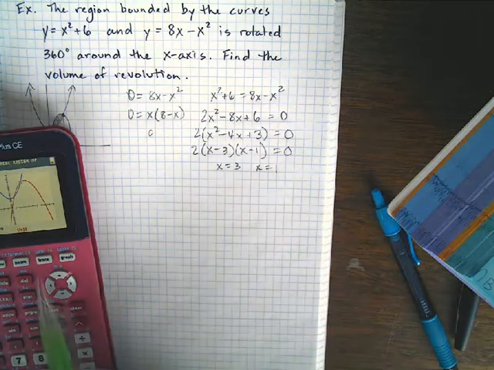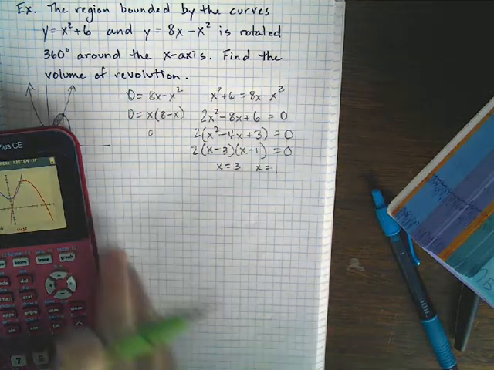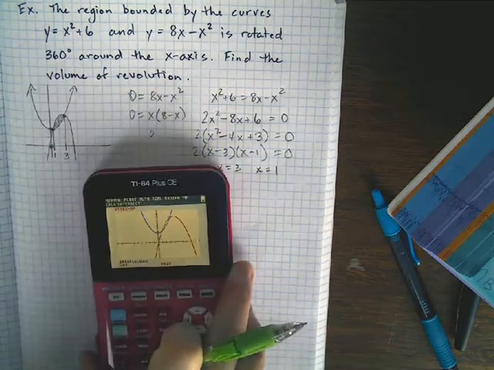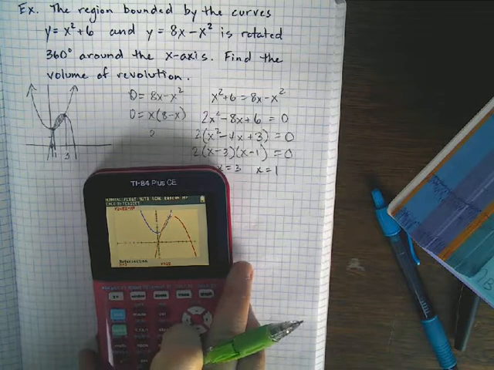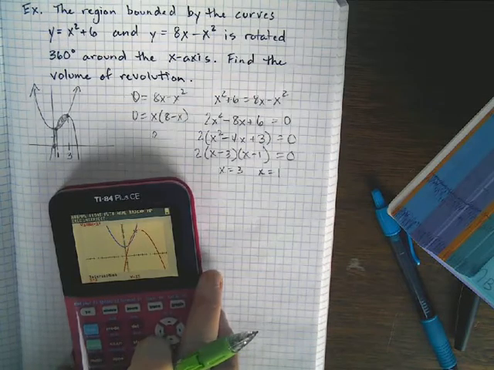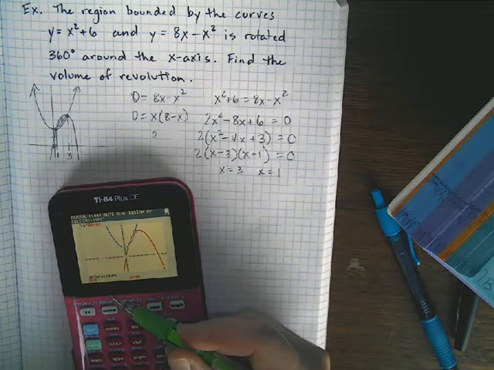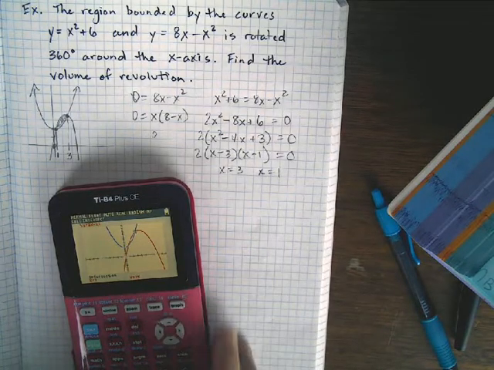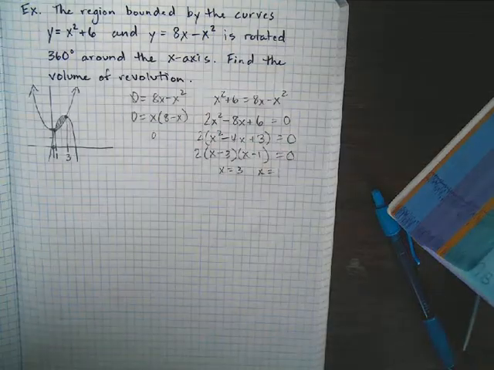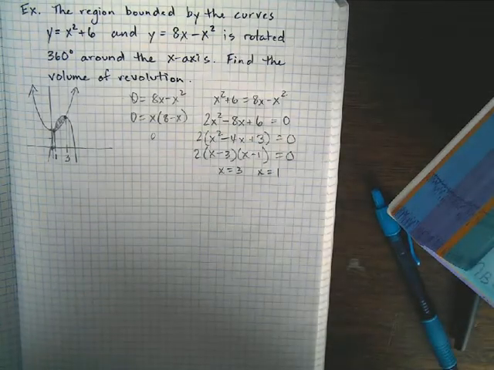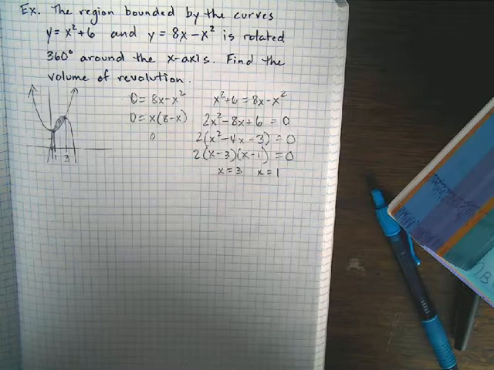I actually did it on the calculator. Either way is fine. The calculator, though, is no good if it's not exact answers. If it doesn't give you integer answers, if it gives you some crazy looking decimal, then you've got to do it by hand and get an exact answer. All right, so we've found our points of intersection.